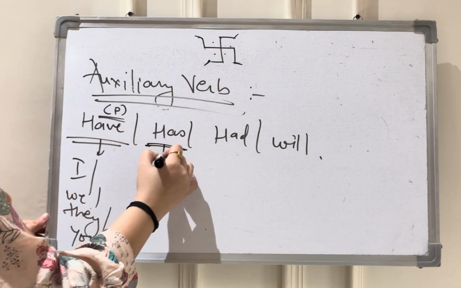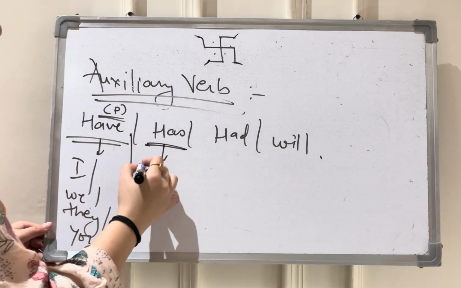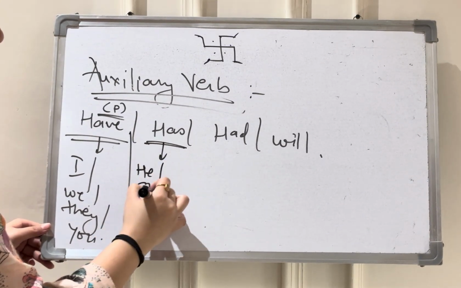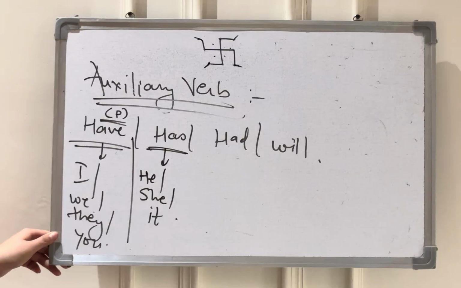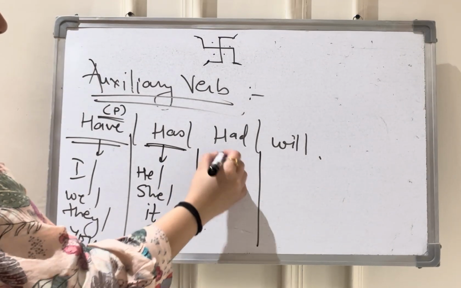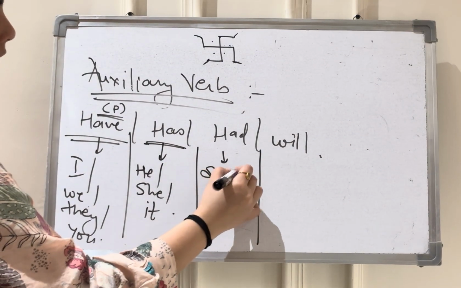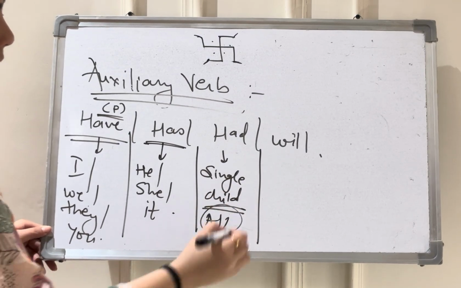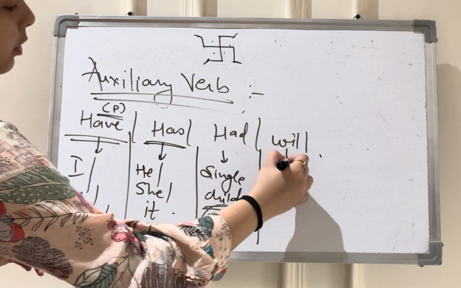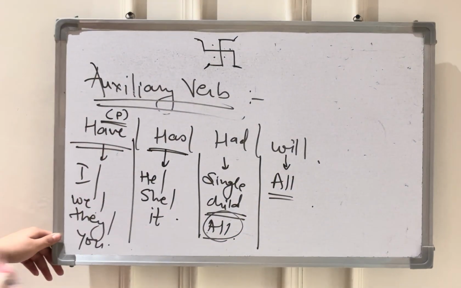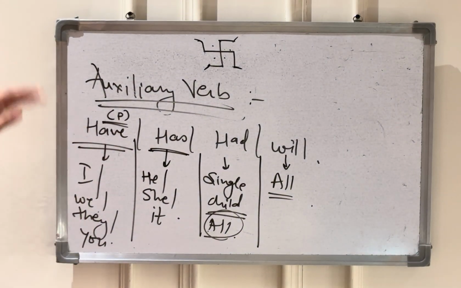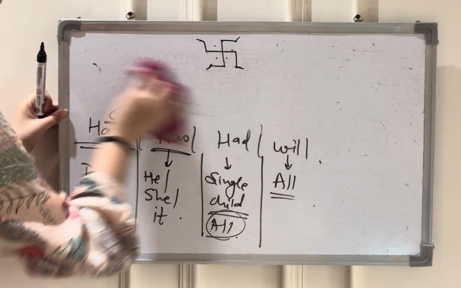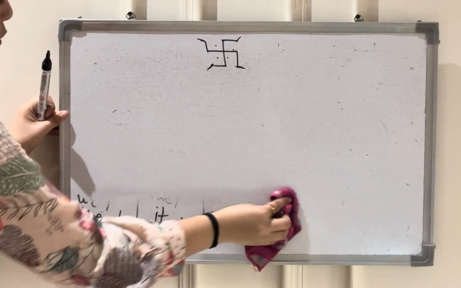With has, I am always using all the singular forms, which are he, she, and it. Right? Had. Now had is the single child. The single child will get all pronouns, everyone. And again with will, it will get all pronouns. So these were my topic of auxiliary verbs. Now we will switch back to main verb.